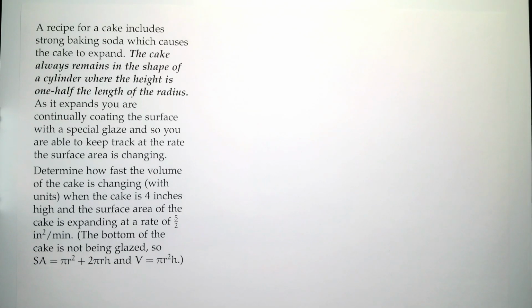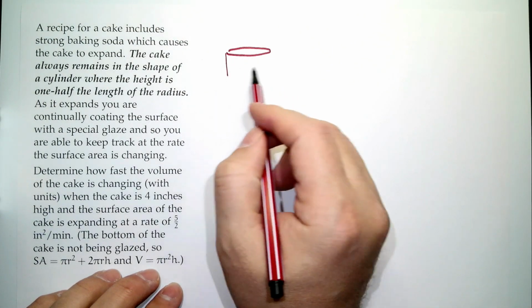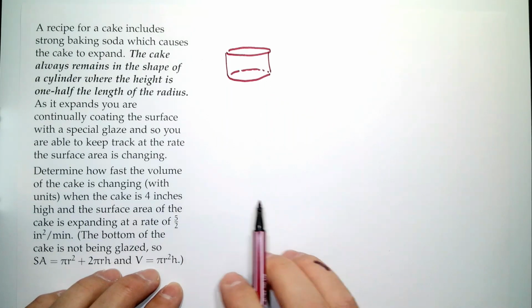A recipe for a cake includes some strong baking soda, which causes the cake to expand, because that's what baking soda does. Now the cake always remains in the shape of a cylinder. So, in other words, it looks kind of like a cake. So we have some sort of cake-like shape. So we'll draw a picture. And what do we know about this?